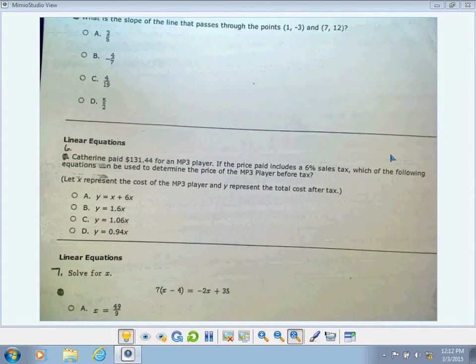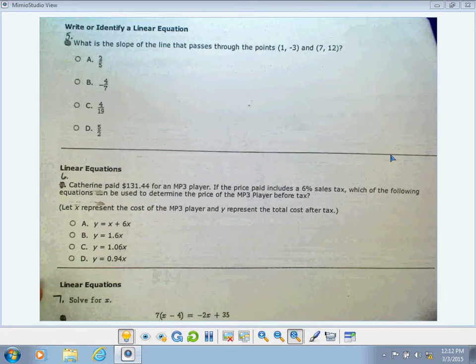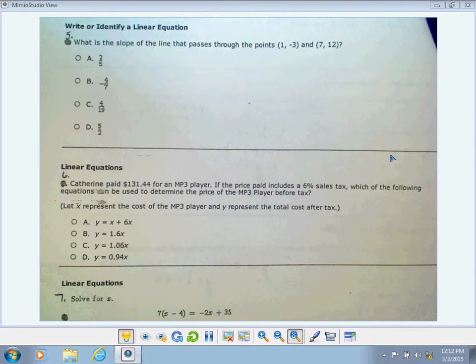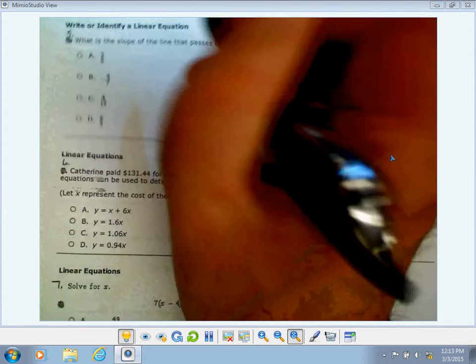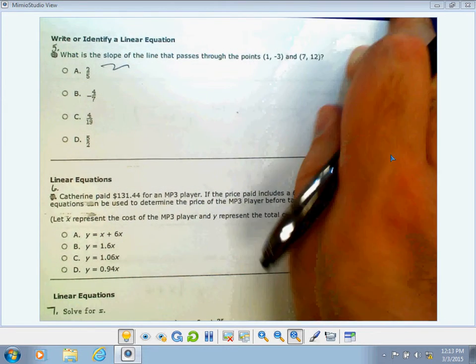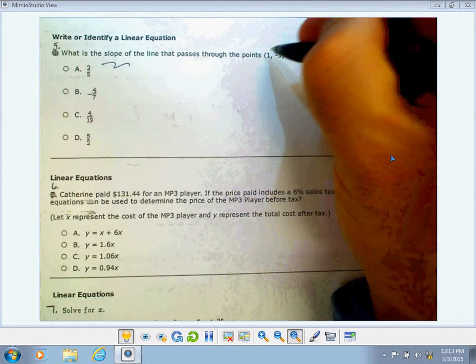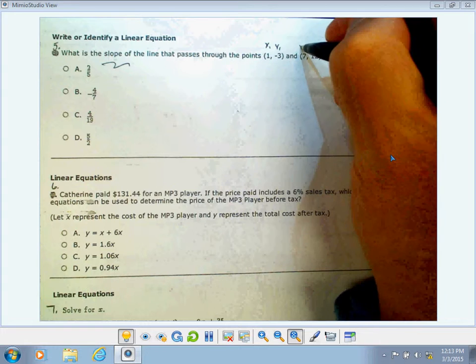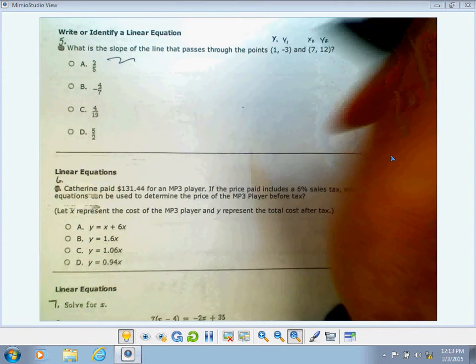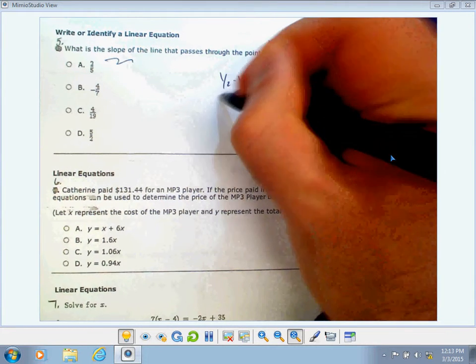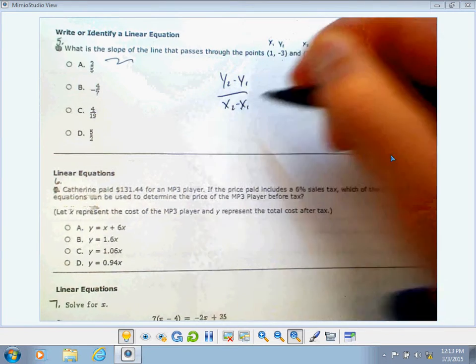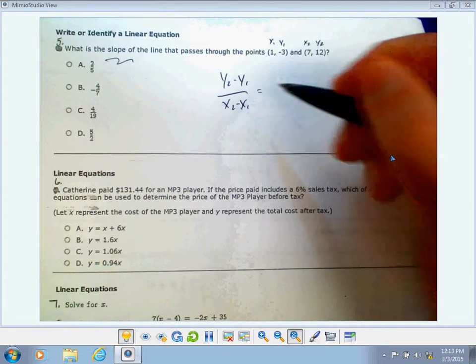Okay, number 5, they're back to taking it easy on you again. It says, what is the slope of the line that passes through those points? So remember, you don't even have to write the whole equation here. All they ask you for is, what is the slope? Well, when you have 2 points, doing the slope should be a real easy thing. x1, y1, x2, y2. And then we just do our normal formula for slope. This time we don't even have to work out the whole equation. We just got to work out the slope.